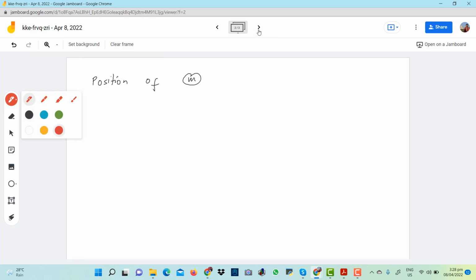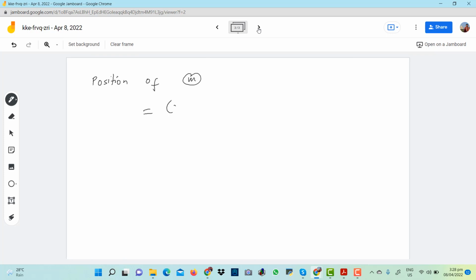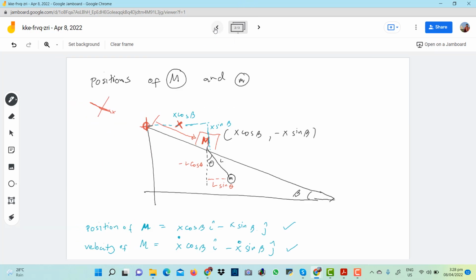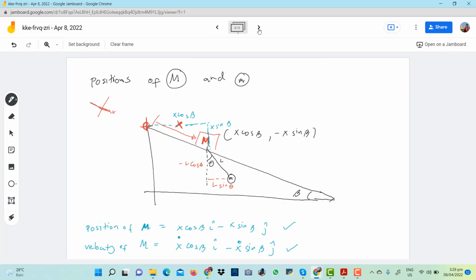The position of m will be the sum: x cosine of beta plus L sine of theta. Take note, beta is constant, but theta is not constant, because theta is one of our generalized coordinates. So we have two degrees of freedom, in terms of x and in terms of theta.